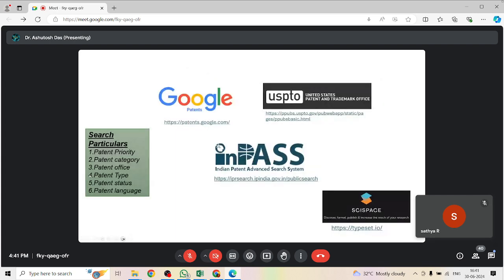So now, these are the different patent sites. You can go for Google Patents, patents.google.com. Don't do that now, you can do it afterwards. Here, practically most of the common patents you will get. In each patent, you'll find the priority date given, what category, process or product, which office it was filed in, and what type of patent it is.